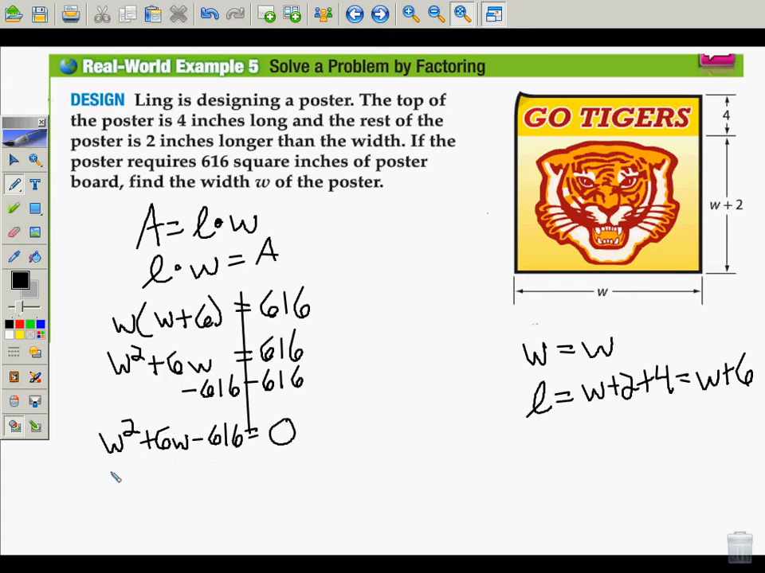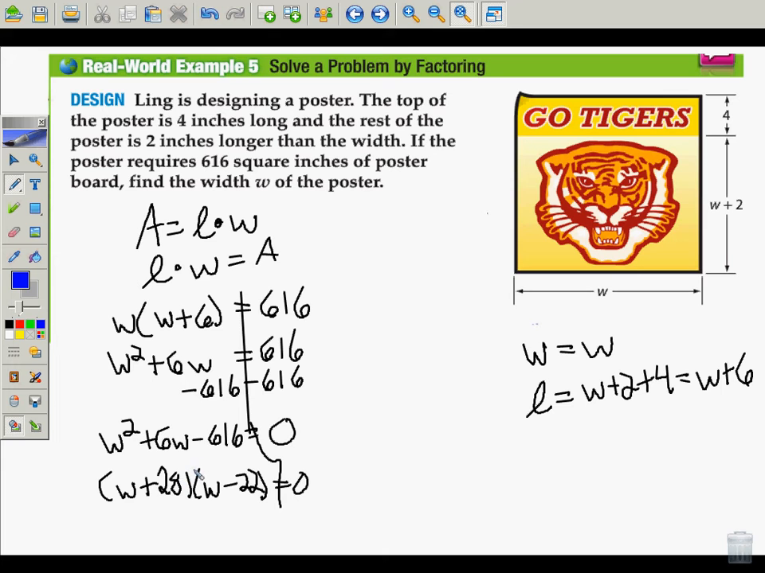The last term is negative, which means I'm going to have one positive term and one negative term. So now I need to think of something that multiplies to equal 616, where one is positive and one is negative, that will add to 6W. You'd have to play around with this a little bit. You would find that it would be positive 28 and negative 22. 28 times 22 is 616, and 28 minus 22 gives me the positive 6W I want.